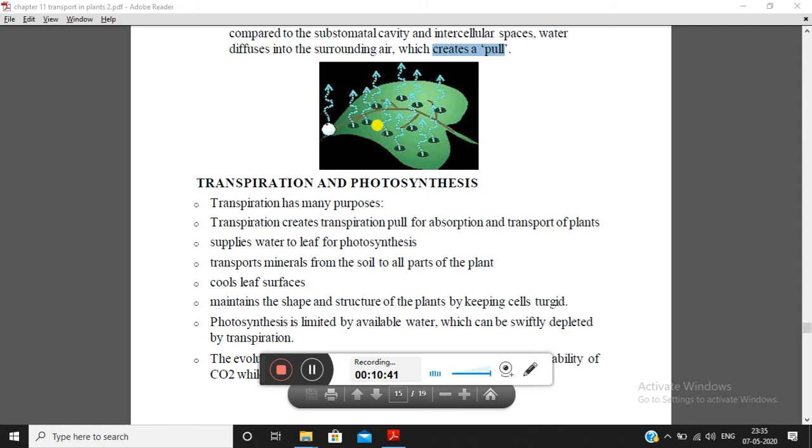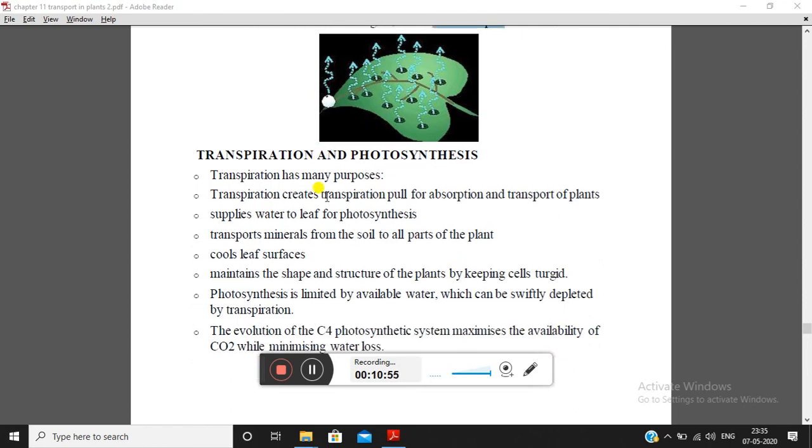In this diagram, we can see that there is an evaporative loss of water which is taking place from the surface of the leaf at specific points, that are basically the stomata. Now in the next topic, we will see how transpiration and photosynthesis are correlated with each other. Transpiration has many purposes. It performs many functions. Transpiration is responsible for creating the transpirational pull, and that's why water can ascend to the topmost part of the plant, which is for the absorption and transport process of the plants.